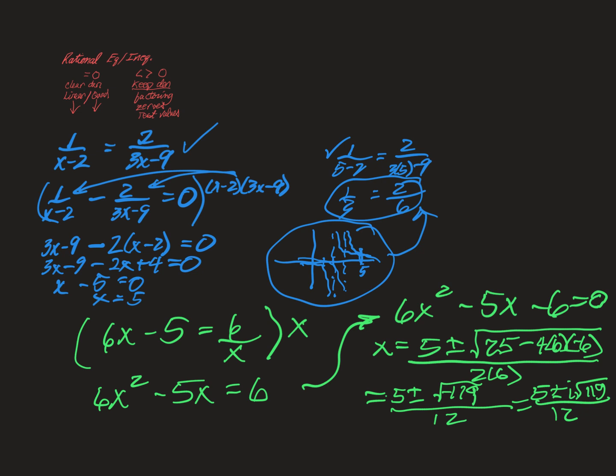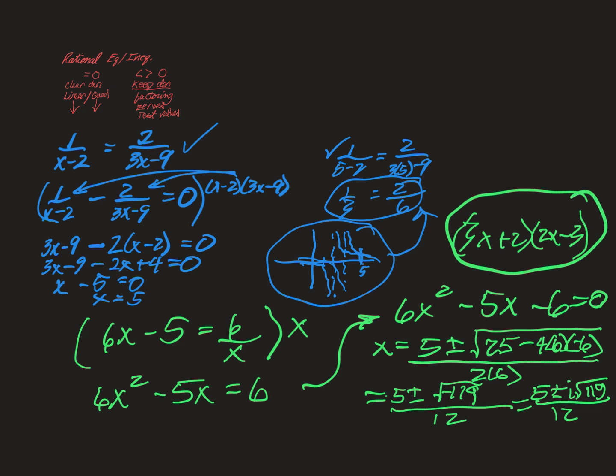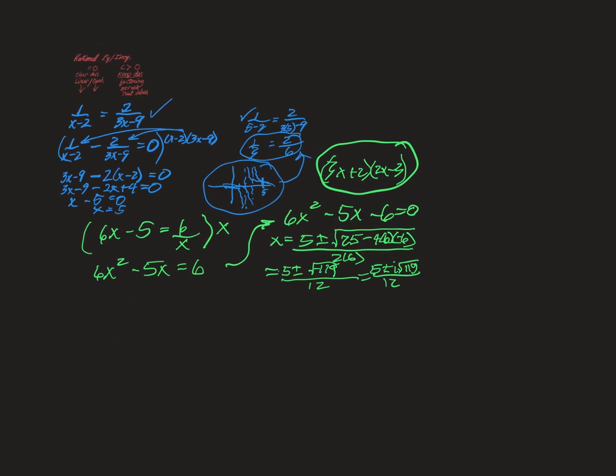I'm thinking I made a mistake. 4ac, b squared, 2a. No, I think that's right. Okay, looks okay to me. Let me check. Okay, so I think I can factor this as well. So either my quadratic formula is wrong or my factoring is wrong. This is a perfect case where I'm stuck.